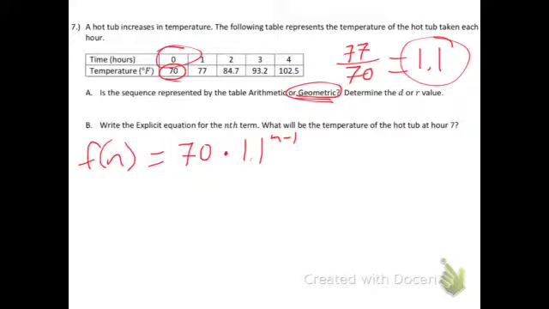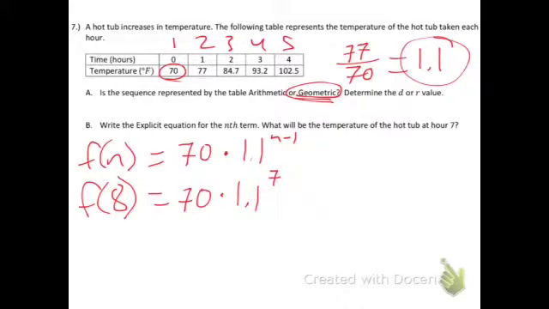When we start counting, our first term in the sequence isn't with hour 1, it's with hour 0. And so hour 7 would be the 8th term in the sequence, because that's 1, 2, 3, 4, 5. You notice how the hour is always one less than the term in the sequence. So we're going to take 8 and put it in there. 8 minus 1 gives me 7. And so I got to do 7 times 1.1 to the 7th power to get what it is after 7 hours.